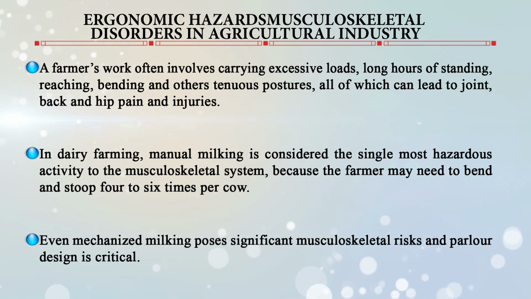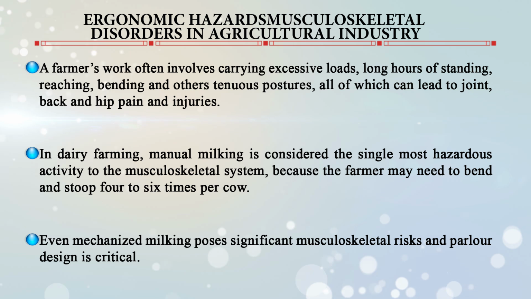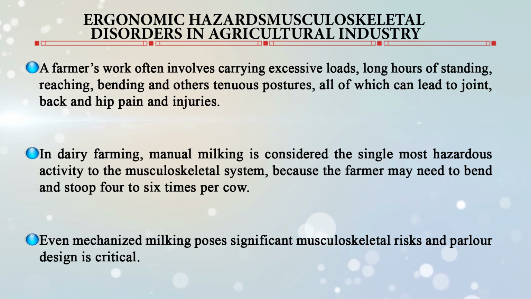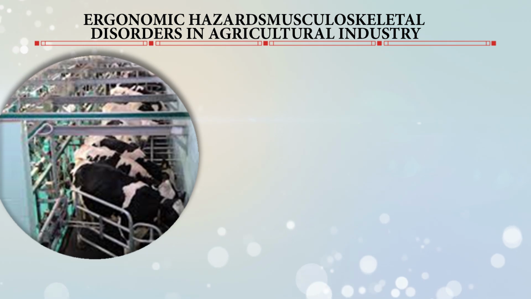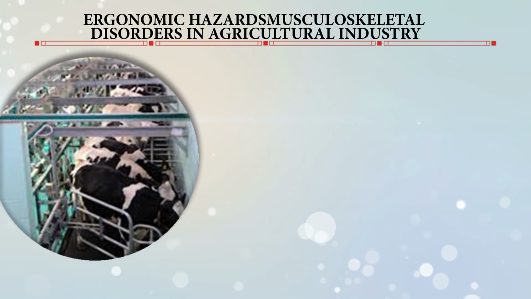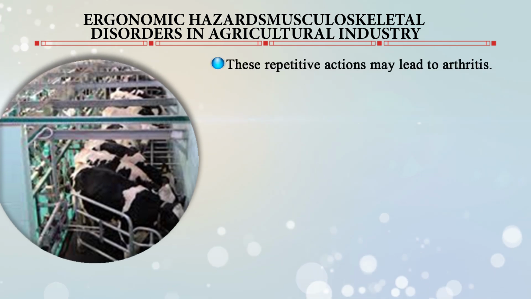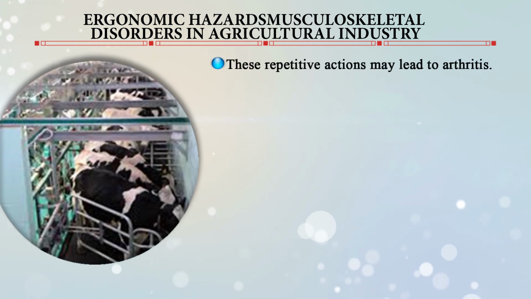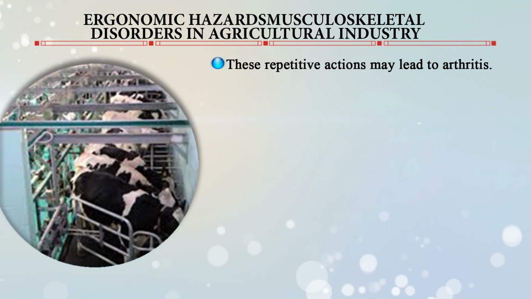And the parlor design. Parlor design means that is where the animals are being milked. That entire entity, that designing of that is very critical and important. So here you see how the mechanized milking occurs, where the cows are made to stand in a specific position, and these repetitive actions when you are tending to so many of the cows can also lead to arthritis of either the hands and, in manual milking of course, the legs.